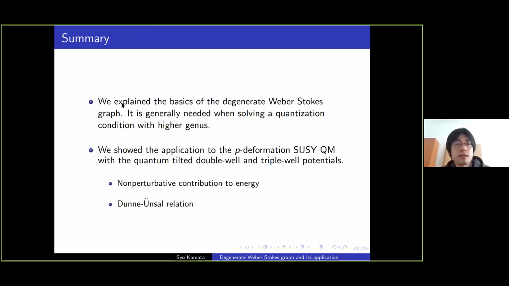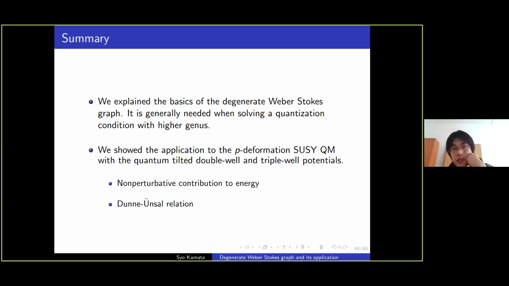Okay, so here is the summary. In this talk, we explained basically the Degenerate Weber Stokes graph, which is generally necessary when considering the quantization condition and also the higher genus. We also showed a small application to the P deformation SUSY model, for the quantum tilted double well and triple well potential. We considered non-perturbative transition energy, and also the Dunham relation.